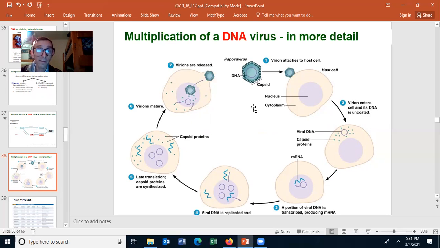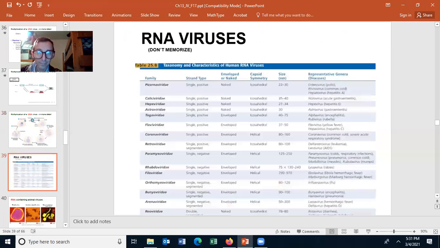Any question about multiplication of a DNA virus that is an animal DNA virus? Everyone good with DNA animal viruses? If not, let's move on to the RNA animal viruses.